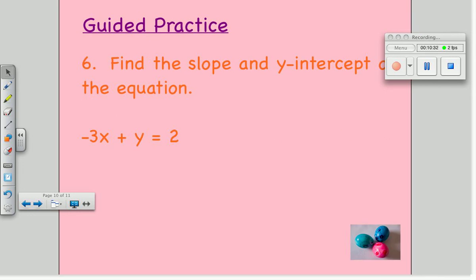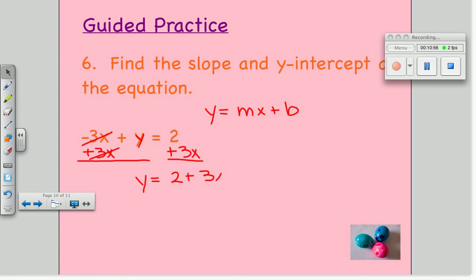Find the slope and y-intercept of the equation. Again, y equals mx plus b. On this one, the y is not isolated by itself, so we need to get rid of this 3x. So we're going to add 3x here. Then we have to add 3x here. So now we have y by itself equals 2 plus 3x. And we're going to switch it around so that the x comes first. So 3x plus 2. Now it's in slope-intercept form. M is 3. Y-intercept is 2.